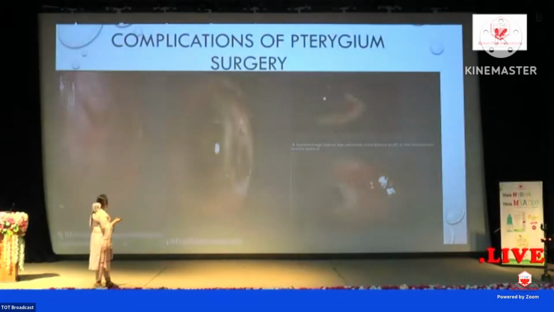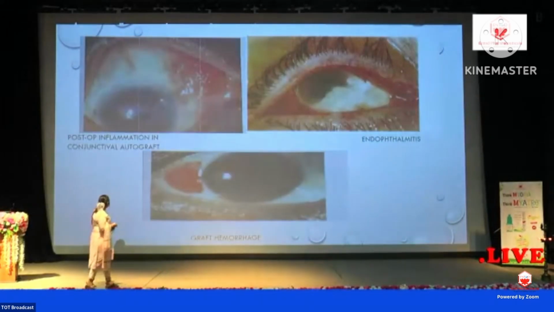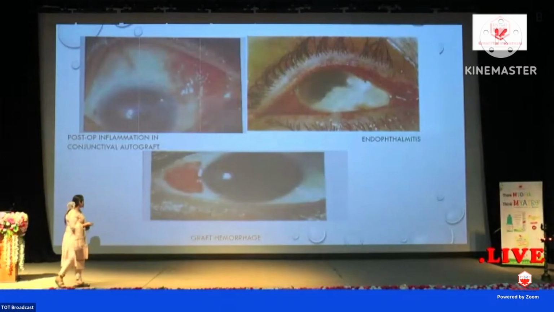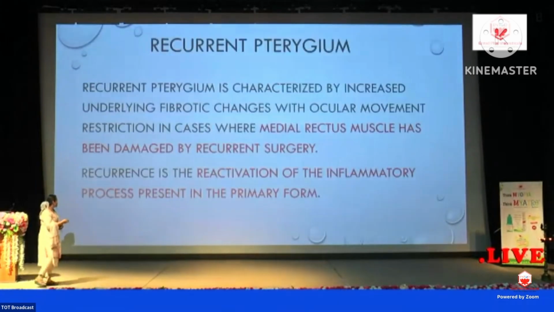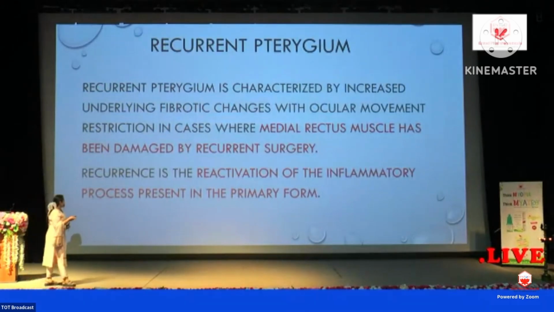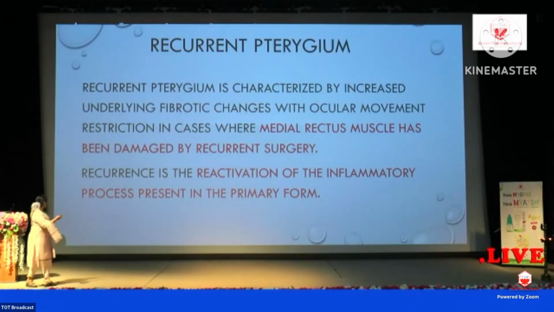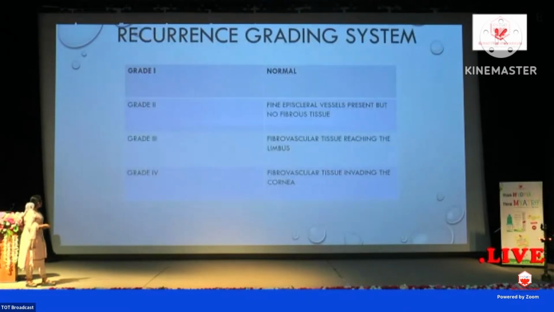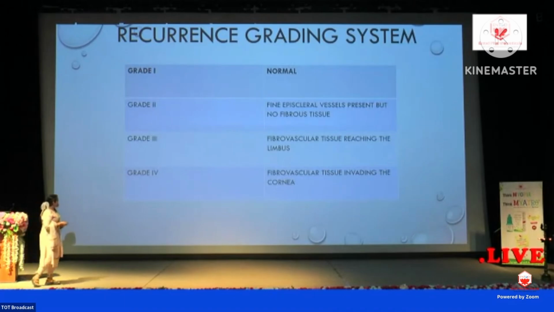These are the complications of pterygium, which include hemorrhage, excessive bleeding, scleral thinning, post-op inflammation in conjunctival autograft, endophthalmitis, and graft hemorrhage. Then coming to recurrent pterygium, which usually occurs when there is any surgical trauma or the medial rectus muscle has been damaged by recurrent surgery. There occurs reactivation of the inflammatory process present in the primary form. These are the grading systems for recurrent pterygium, 1, 2, 3, depending on the episcleral vessels and fibrovascular tissue encroaching.